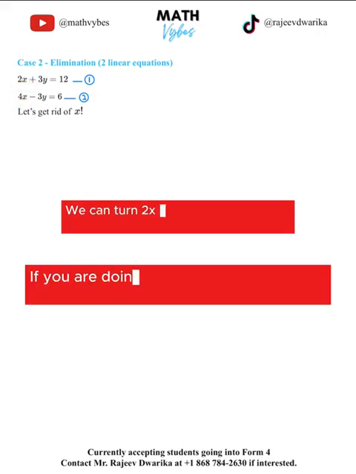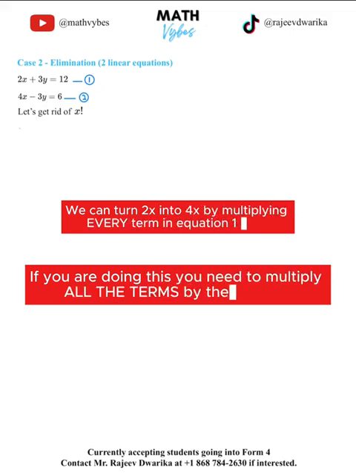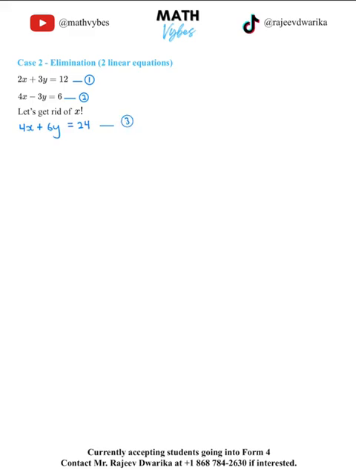The answer is yes. All I have to do is multiply throughout by 2 in equation 1. So that 2x is going to turn to 4x, that 3y is going to turn to 6y, and that 12 is going to turn to 24. And I'm going to call this equation 3. I'm going to write back equation 2 as well. And equation 2 was 4x minus 3y is equal to 6. And this was equation 2.